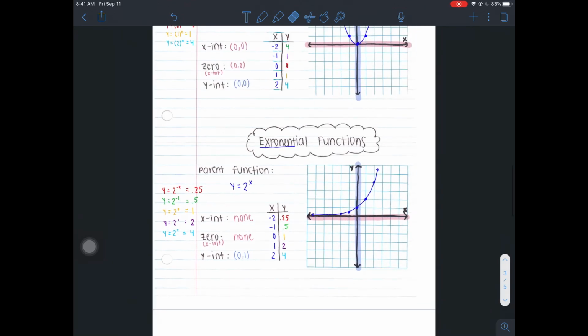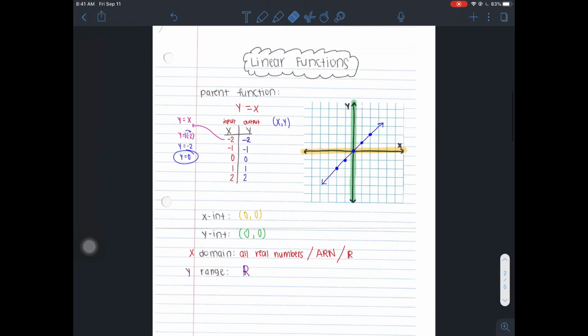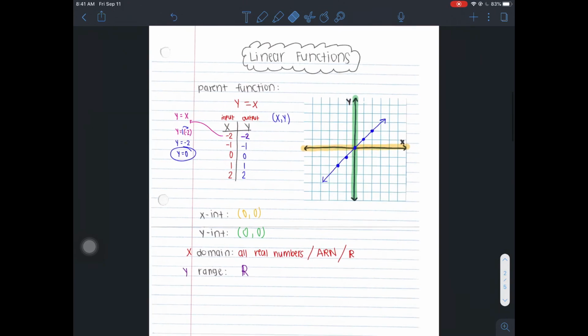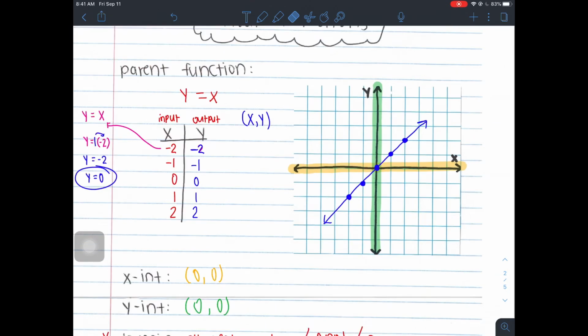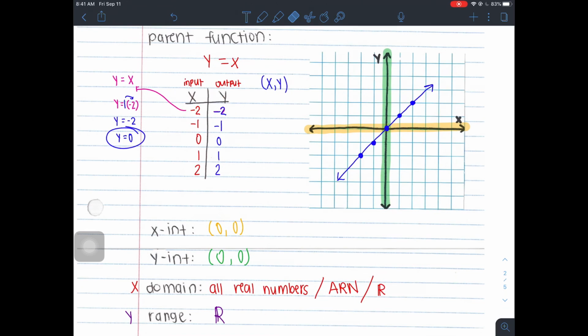All right, so those are your three parent functions. You have linear, which is a line. You have quadratic, which looks like a parabola, a U shape, and then exponential, which kind of looks like a curve. It's super important that you go through and double check domain and range again. Remember, domain is all of your possible x values. The reason why your domain for this line is infinite, all real numbers, is because it's impossible for you to list every single x value. So in math, to say that it's every value, every number, we say all real numbers.